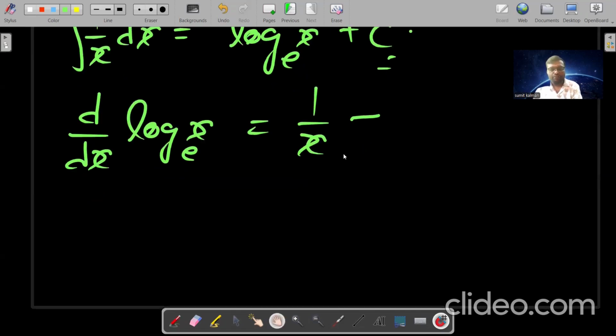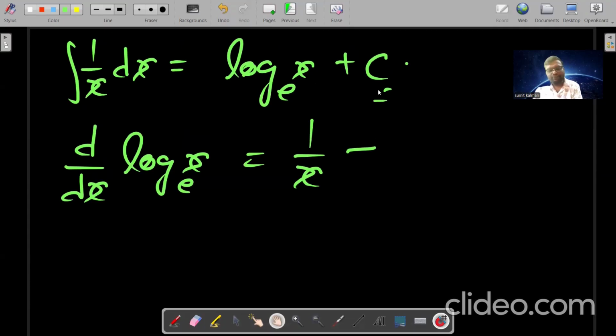So just to minimize this, we use integration constant while evaluating indefinite integrals.